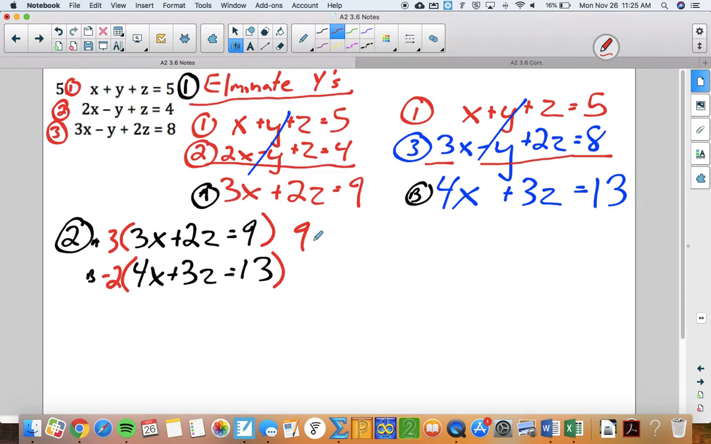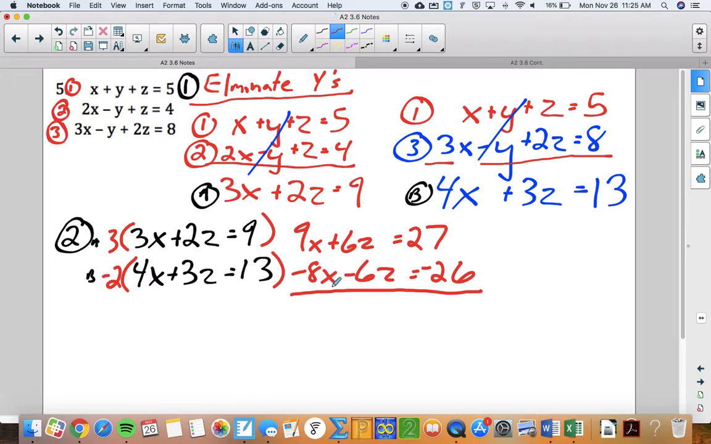So I get 9x plus 6z equals 27. And on the bottom, I get negative 8x minus 6z equals negative 26. So notice the z's will cancel out. So I can figure out here that x, because 9x plus negative 8x is x, equals 1. Awesome. x equals 1.